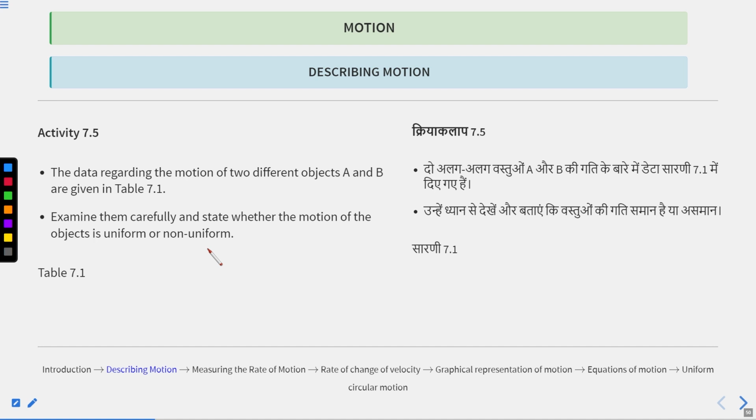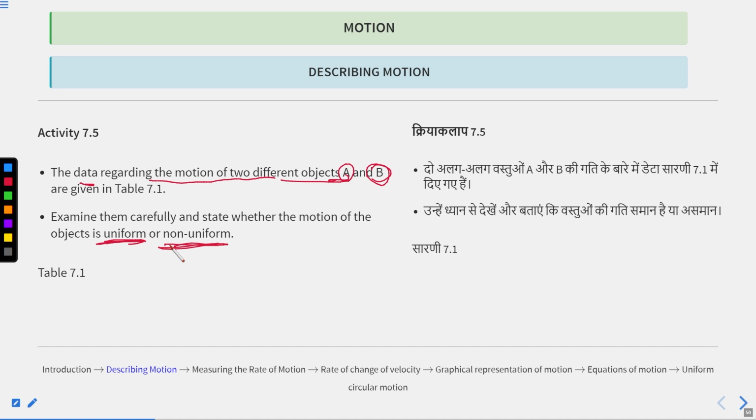Let's do one activity. I will show you one table and there is data regarding the motion of two different objects, A and B. We have to examine that data and tell which object is in uniform motion and which object is in non-uniform motion.